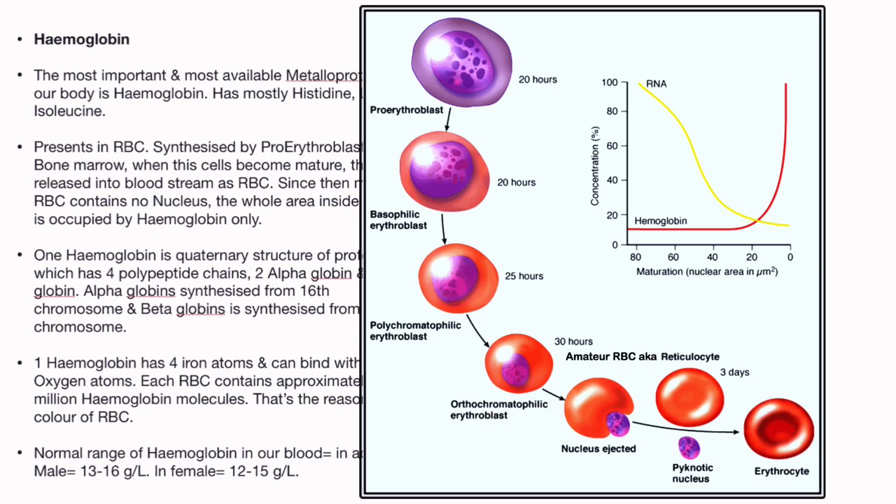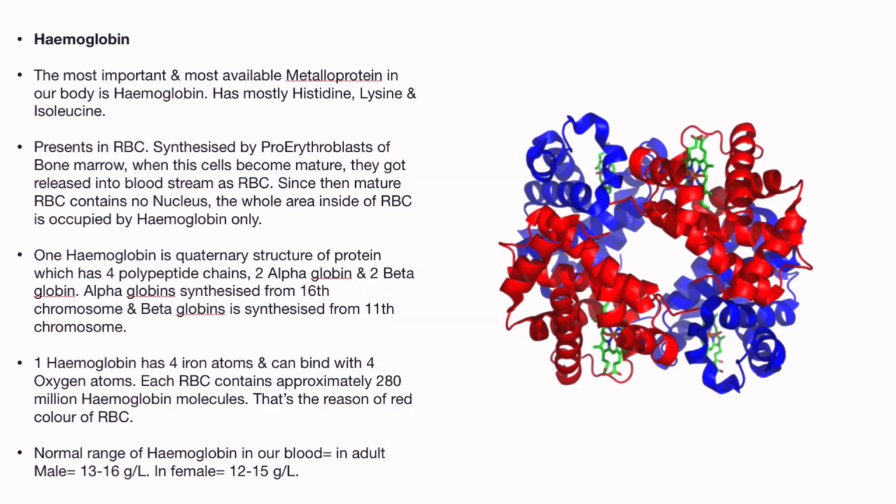Now when the immature red blood cell becomes mature, in this process the nucleus and all its structures get destroyed and the empty space is occupied by hemoglobin. Anyway, this entire process we'll talk about in detail in the physiology chapter, not here. Anyway, our hemoglobin is actually a quaternary structure of protein.